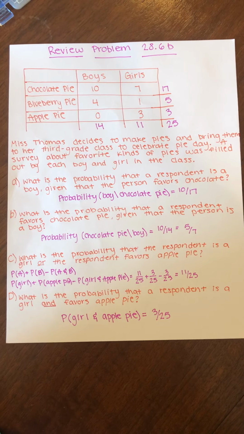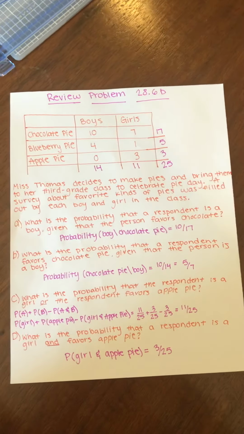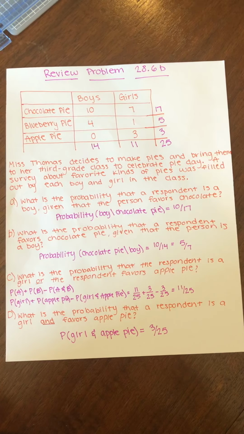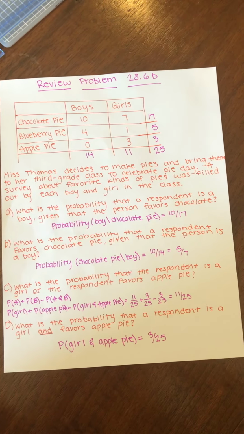To review problem 28.6b, this problem gives us a table, and the problem says Miss Thomas decides to make pies and bring them to her third grade class to celebrate Pie Day. A survey about favorite kinds of pies was filled out by each boy and girl in the class. So A says, what is the probability that a respondent is a boy given that the person favors chocolate?